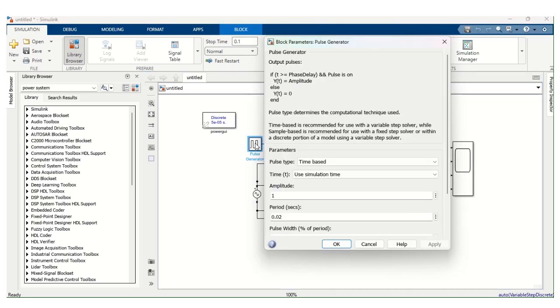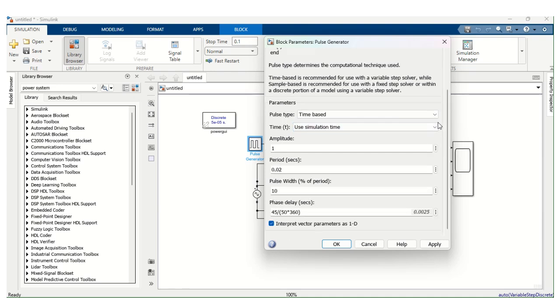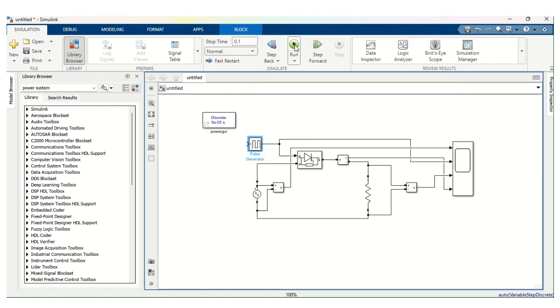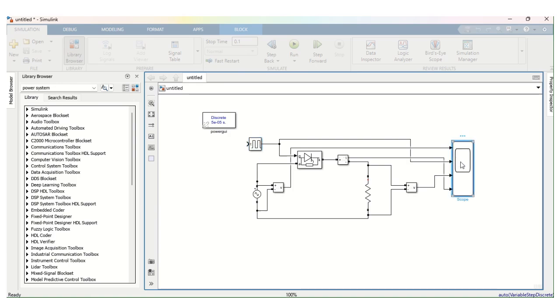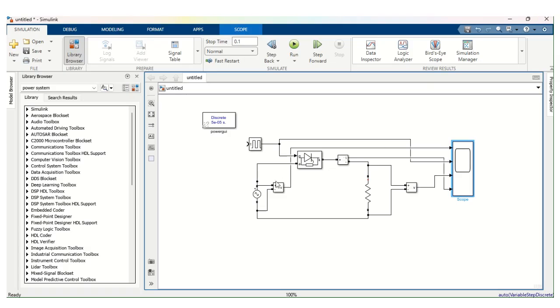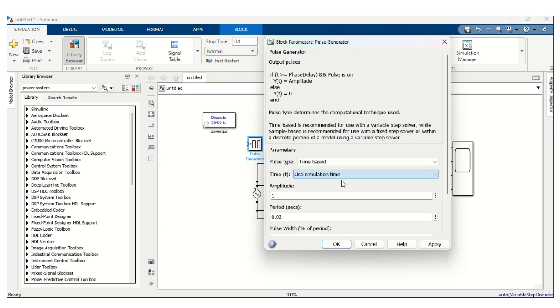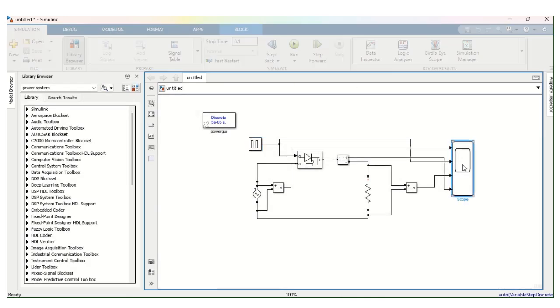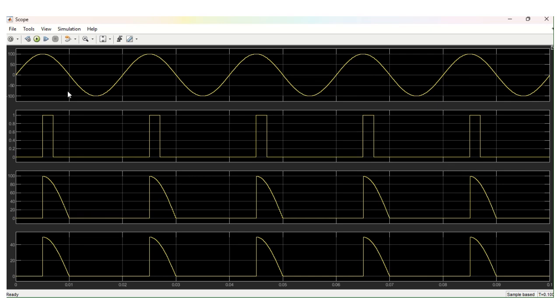Next, we have to change the firing angle or delay angle to 90 degree. Here we have used 45 degree. Now I am going to change it to 90 degree. Apply, OK. Now run the simulation and double click the scope. It is not externally used simulation time. Apply, OK. Run, double click, OK. Now you can see the supply voltage, and the firing angle is at 90 degree. So the output waveform has changed accordingly, and this is the output current. So this is the waveform we want.